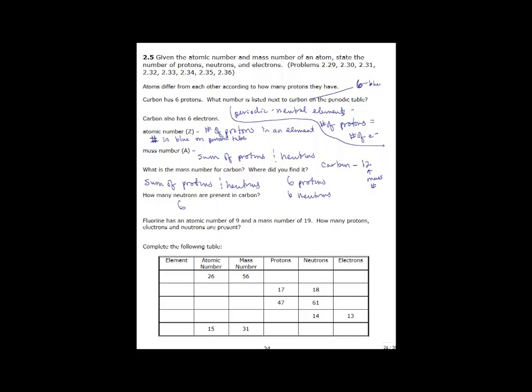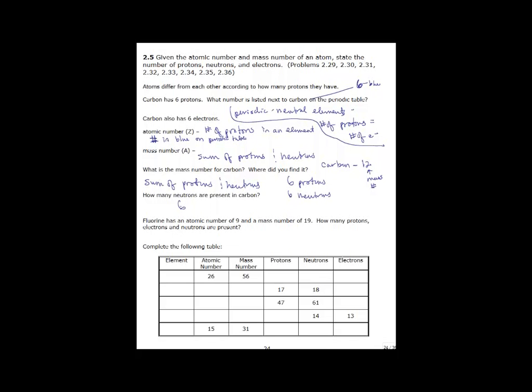So on the periodic table, that number listed in red, you might be tempted to use that as your mass number, but that's not the mass number. That is the atomic weight. So the mass number for carbon would have to be given to you, or you'd have to be given the number of protons and the number of neutrons, so that you could add it together.